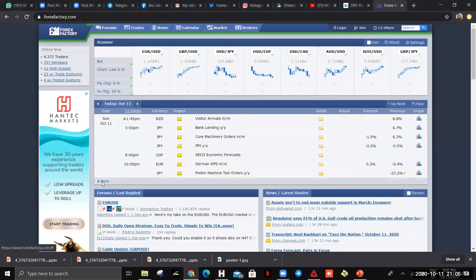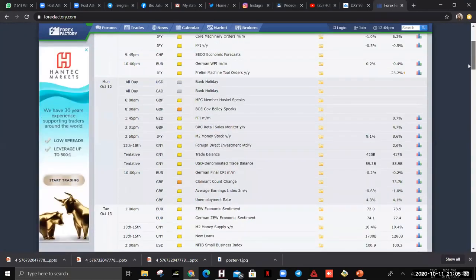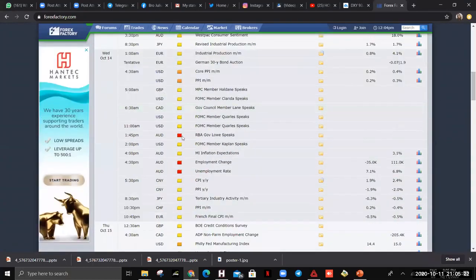If you click on more, it will show you what's going to happen on Monday, the news that we're expecting. Now, anywhere you see a red envelope like this, always be careful to trade that pair. This is the Australian dollar. The governor of the bank is going to talk. He's going to speak that day, on Wednesday. You need to be careful.